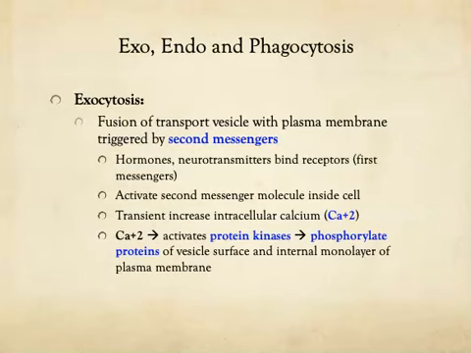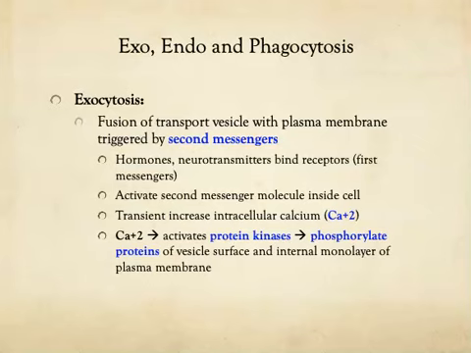In other words, kinase enzymes function by placing phosphate groups onto proteins. And when they place these phosphate groups onto the protein, it changes shape and changes function. So, in order for exocytosis to be initiated, some hormone or neurotransmitter or other type of molecule has to bind to its receptor on the surface of the cell, telling the cell it's time to secrete this protein.